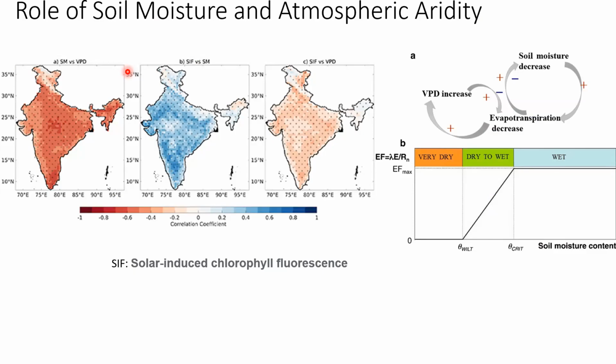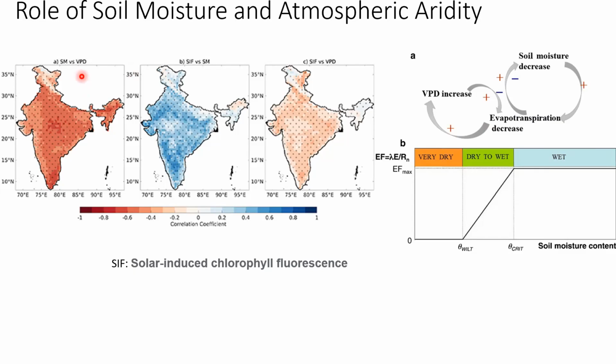One is, of course, deficit soil moisture. When soil becomes very dry, vegetation cannot really continue the photosynthesis. And the second one is because of the increased vapor pressure deficit. Vapor pressure deficit means atmospheric aridity. When the atmospheric humidity reduces, then the evapotranspiration increases quite significantly. And when evapotranspiration increases quite significantly, you need a huge amount of water to really continue the photosynthesis, and because of which the photosynthetic capability reduces.